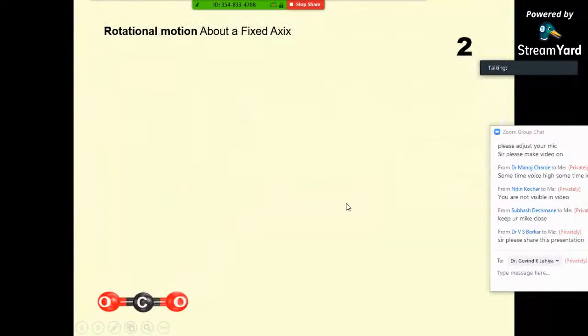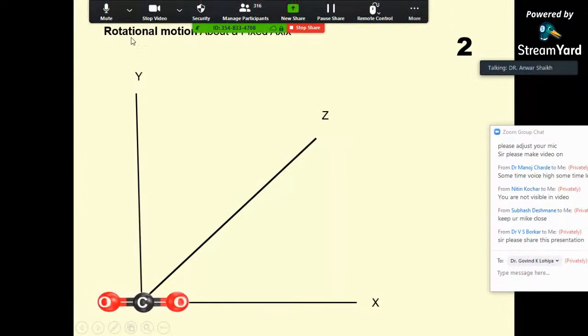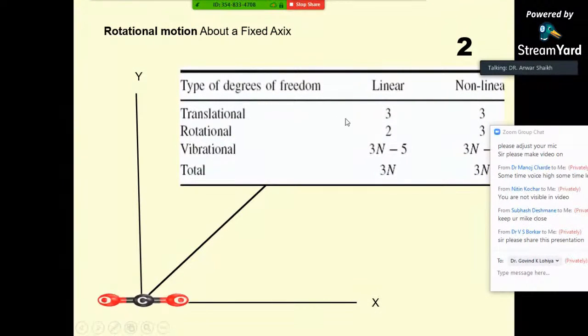If I consider the same linear molecule but with rotational motion, for example it is rotating along the y-axis. Being linear, it cannot rotate along the z-axis. It is not possible for a linear molecule. Only it can rotate along the y-axis, or along the x-axis. So a linear molecule has 3 translational and only 2 rotational motions. That's why the linear molecule has 3 translational and 2 rotational freedoms.